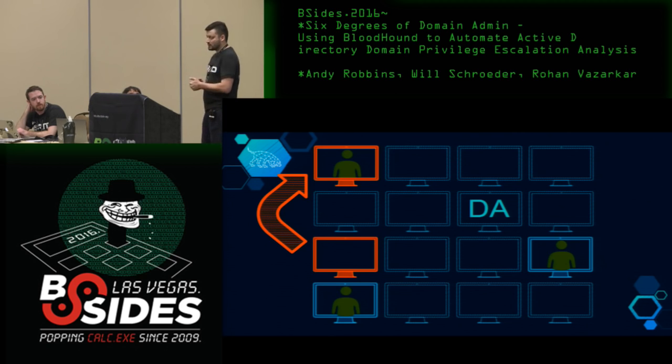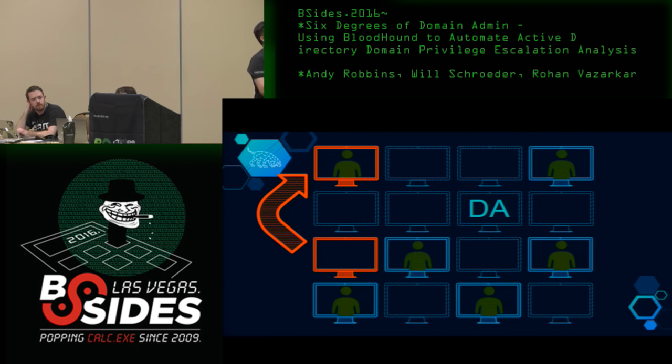So let's say we make a choice. We decide we're going to pivot to this guy's box. Next, we find out what systems this new user that we have the ability to impersonate has access to.